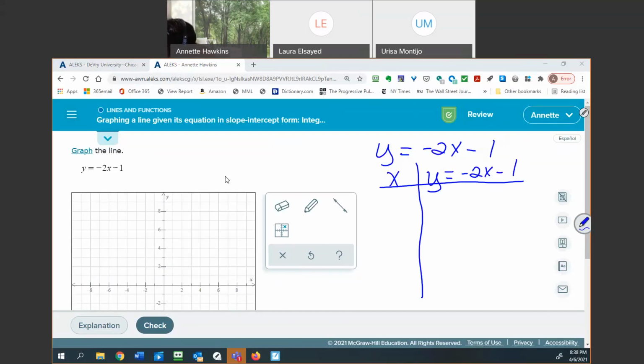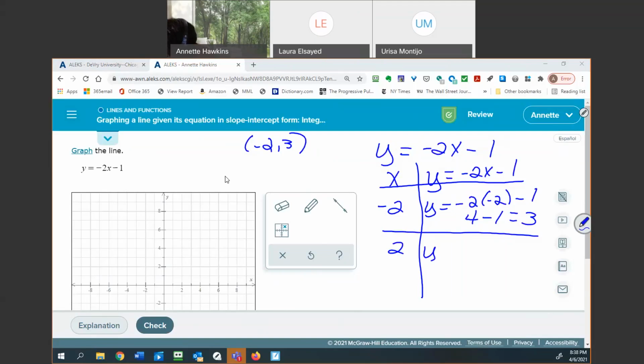So we'll use x is negative 2. Y equals negative 2 times negative 2 minus 1. Negative times a negative is a positive. So we get 3. Negative 2, 3. Use a positive number, y equals negative 2 times 2 minus 1. A negative times a positive is a negative, and we get negative 5.